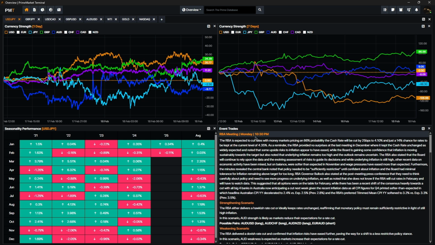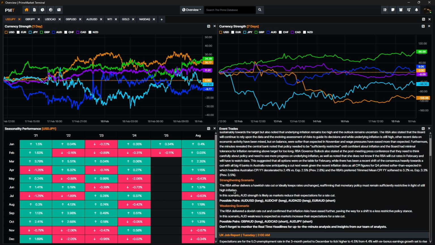And then here you have an overview of all the news events that will be taking place this week. On Monday, we can see that we have the RBA meeting. It tells you everything that you need to know about this meeting. It tells you a strengthening scenario for the Australian dollar. So if we get a hawkish rate cut, this will strengthen the Australian dollar.